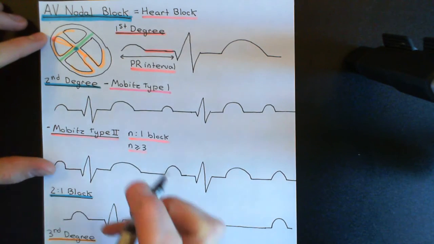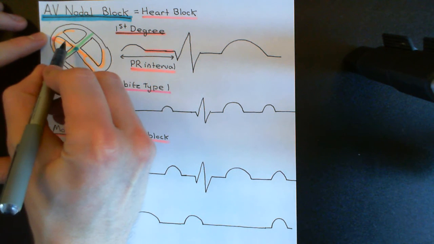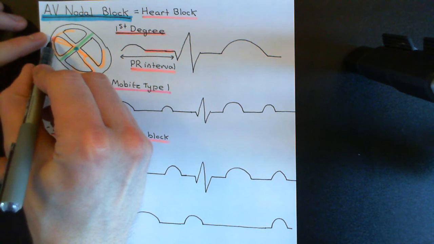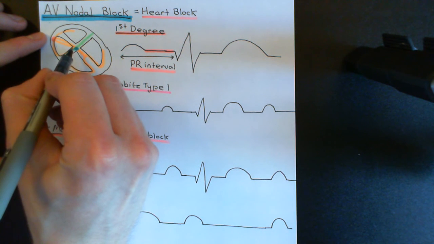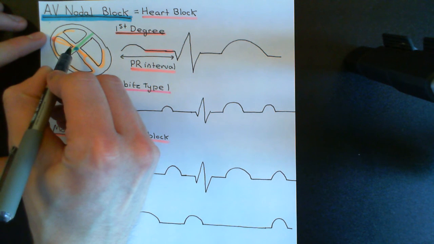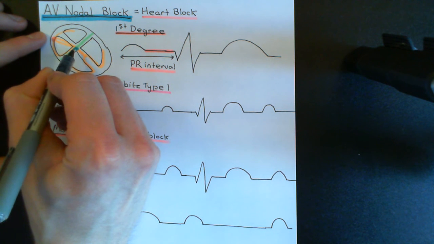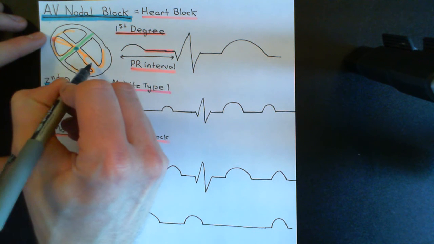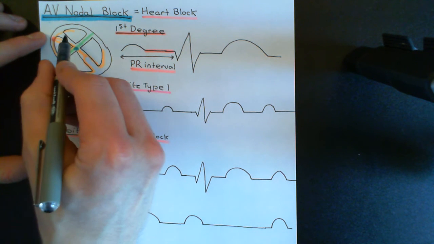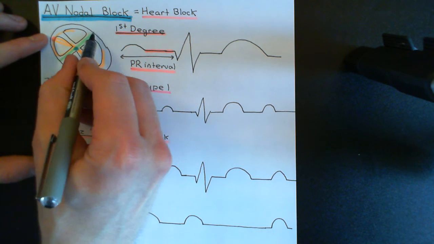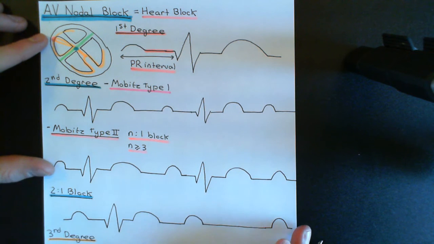So what will happen is the sinoatrial node will be sending off electrical signals. So going back to the picture here, sinoatrial node will be generating electrical signals all the time. These electrical signals will be propagating down to the atrioventricular node. However, the atrioventricular node is just not going to conduct any of them down to the ventricular side. Okay, so you get complete dissociation of the atria from the ventricles. They're completely now cut off.